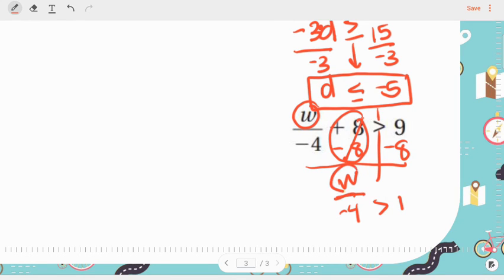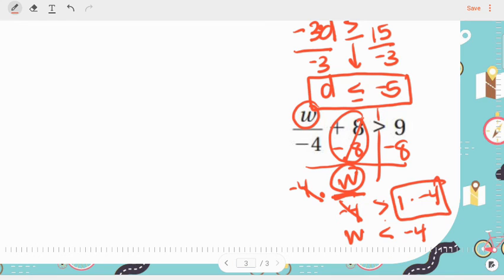To get w by itself, I'm going to do the opposite. Since this is division, I'm going to multiply by negative 4. And when I multiply by a negative, my symbol flips, so from greater than to less than. I'm left with w, because these negative 4s cancel, and I'm going to multiply on this side, which gives me negative 4.